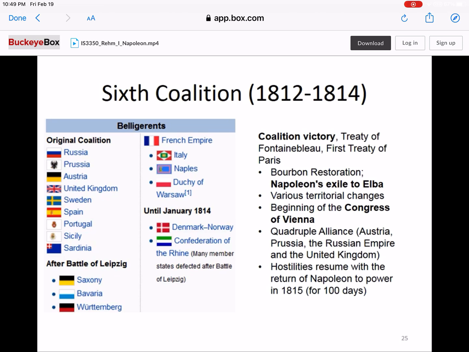He dies in prison, 10 years old, and then Louis XVIII will be the next king in France. There are various territorial changes after the Sixth Coalition, and the Congress of Vienna starts. The Congress of Vienna gets interrupted. Napoleon is captured and exiled to Elba, but he escapes and returns to power for 100 days. But then finally he is defeated in 1815 once and for all.